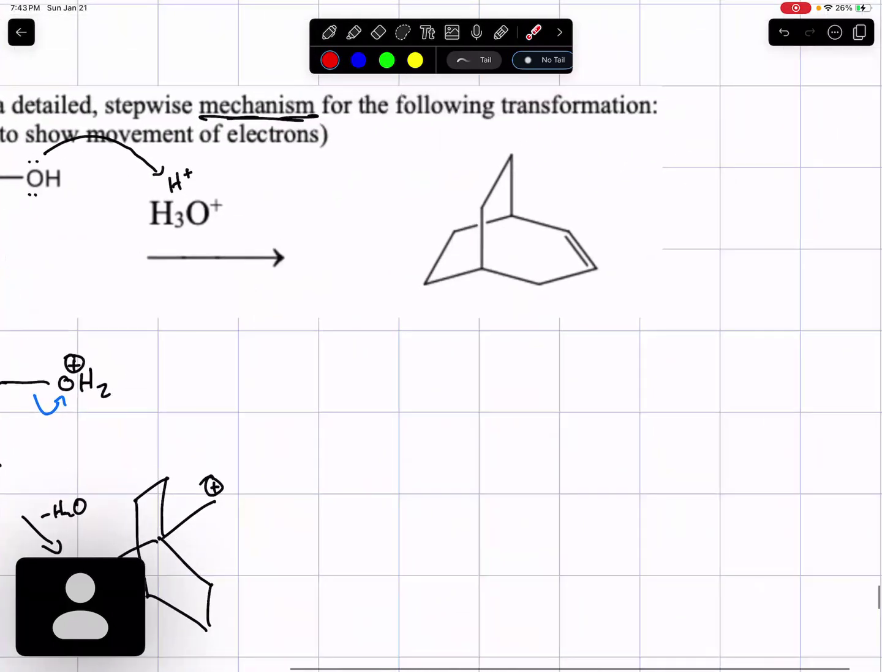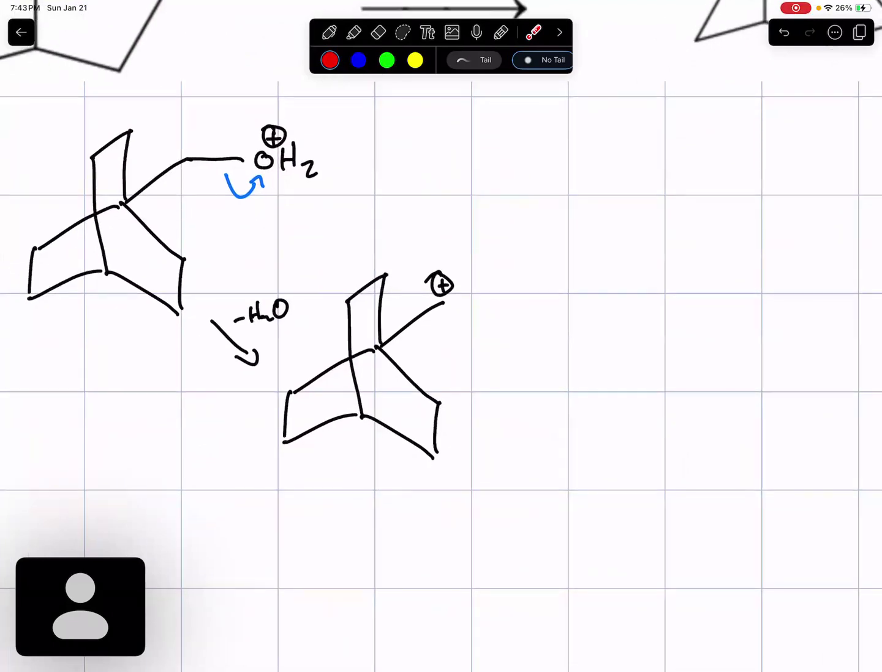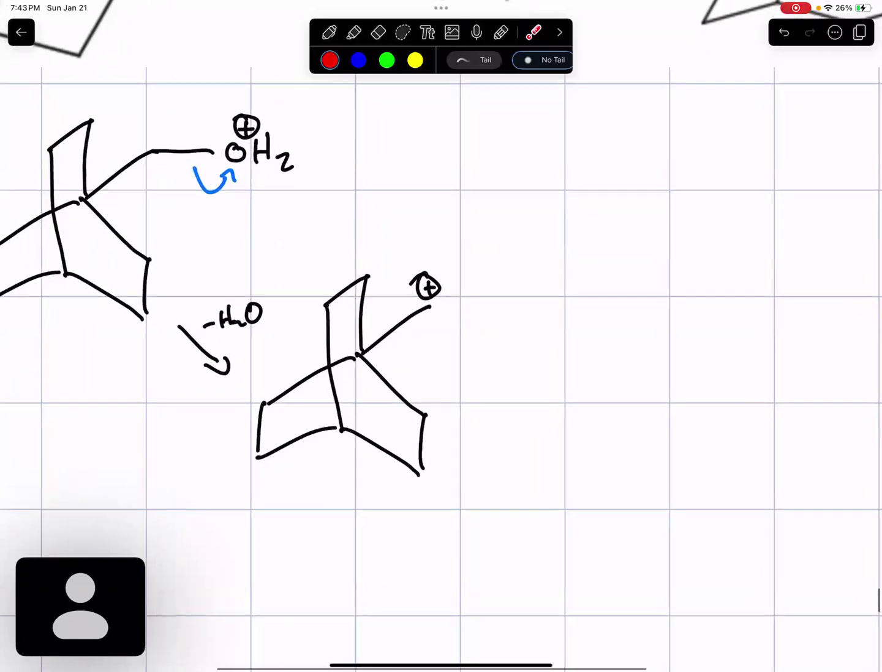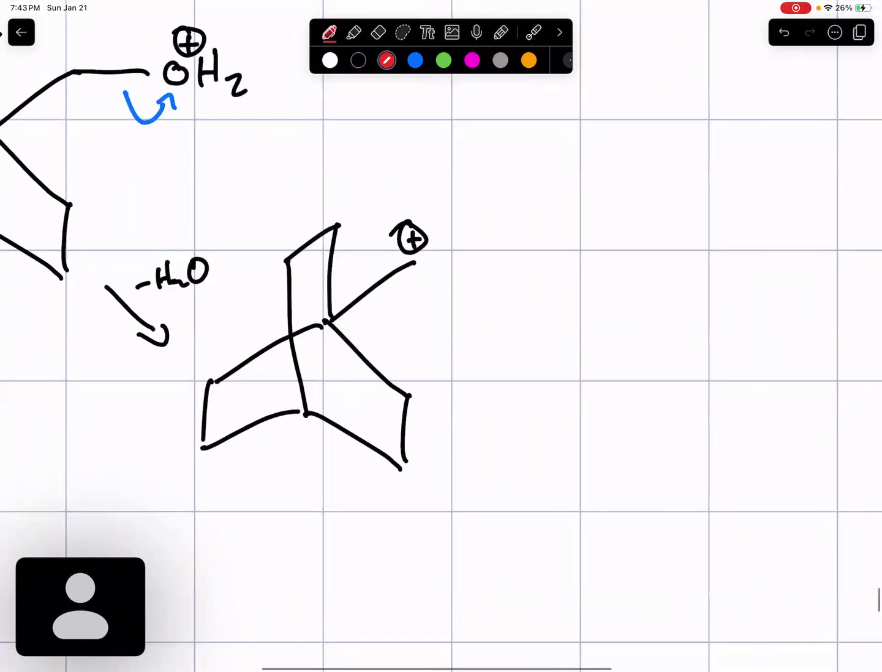Look at the longest path in the product. It has 1, 2, 3 carbons. And look at the paths on this bicyclo. It only has 1, 2 carbons. So deductively, what do you think is going to happen? We're going to have to break a bond, right? So, which bond are we breaking?